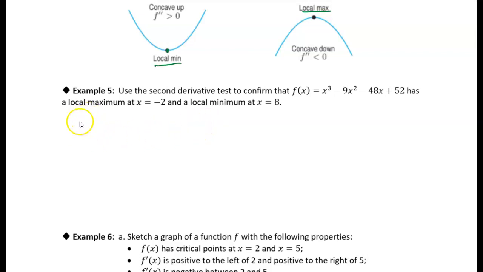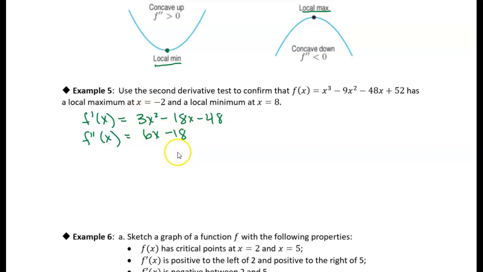In order to apply the second derivative test, we have to have the second derivative. So we found in example 1 that the first derivative is 3x squared minus 18x minus 48. Now I'm going to take the polynomial form of it rather than the factored form, just because it's easier to take the second derivative. We have to take another derivative. We're taking the derivative of the derivative. That's the second derivative. So if I take the second derivative, it just becomes 6x minus 18.